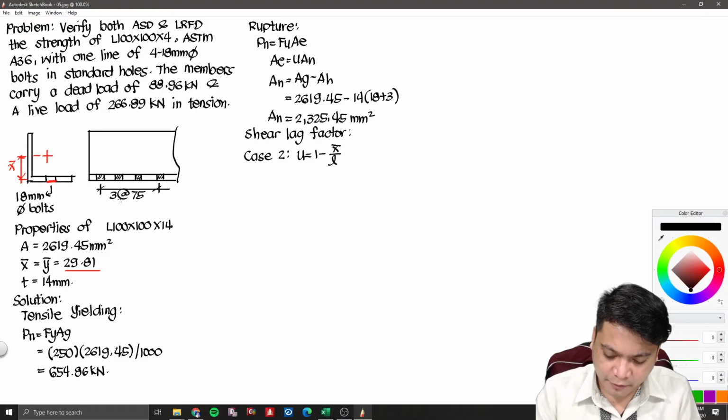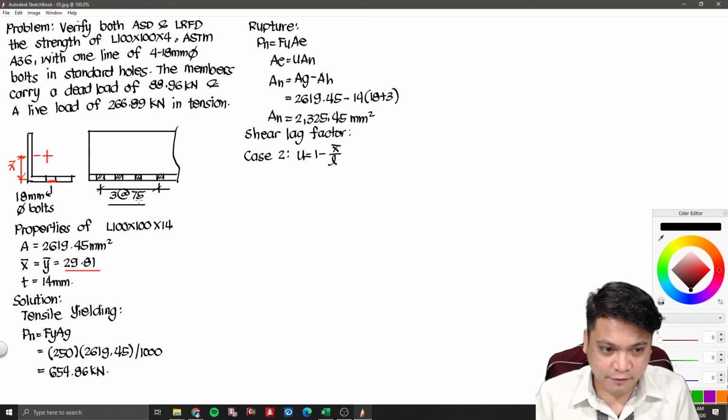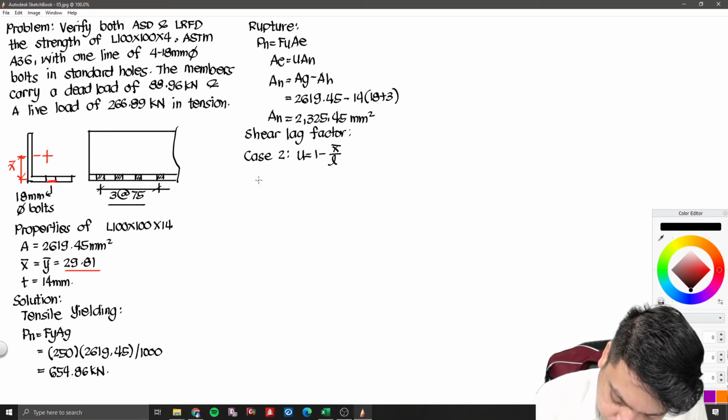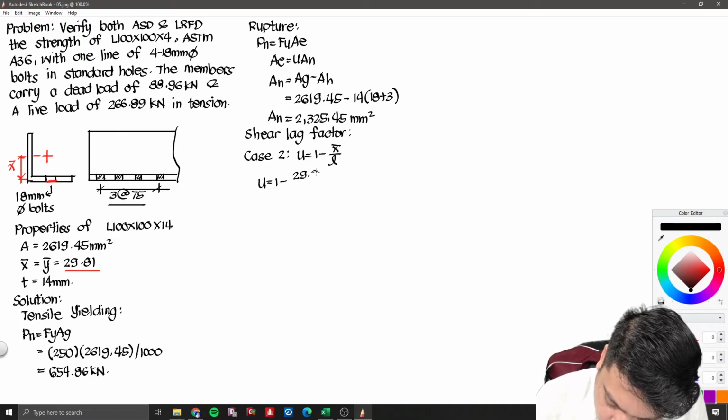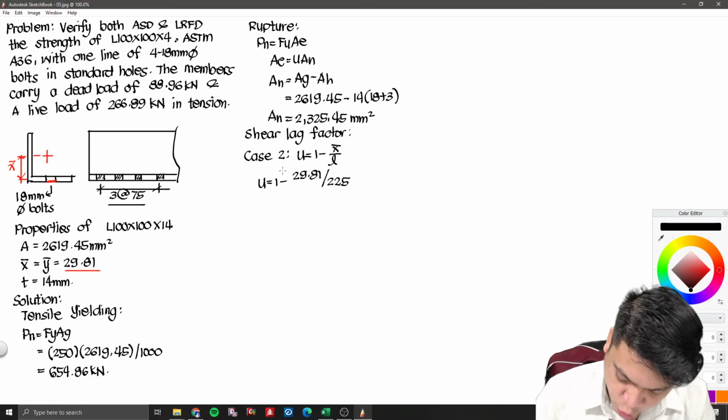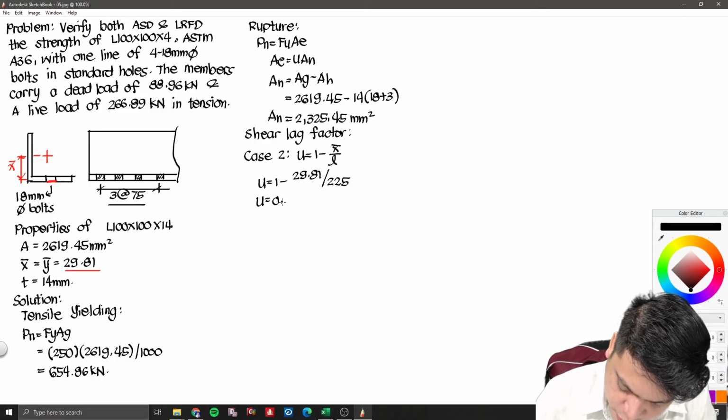And then the length of connection is 375, so that's around 225. So, we can solve for the U. U equals to 1 minus 29.81 divided by 225. So, we will have here U equals to 0.87.